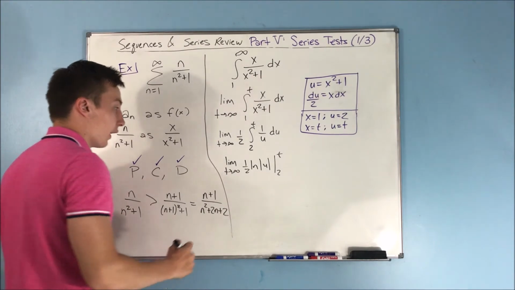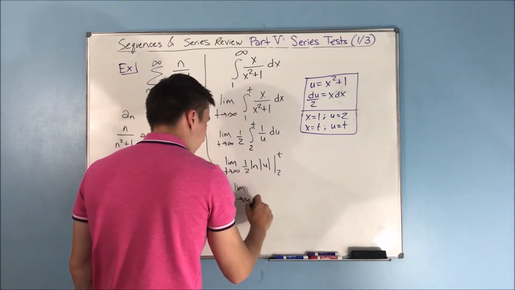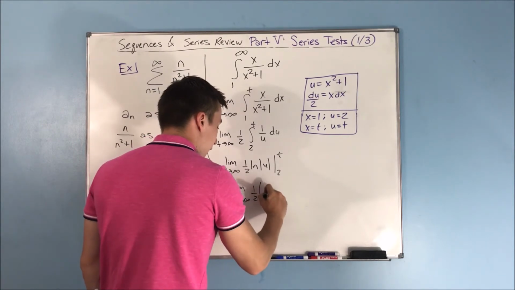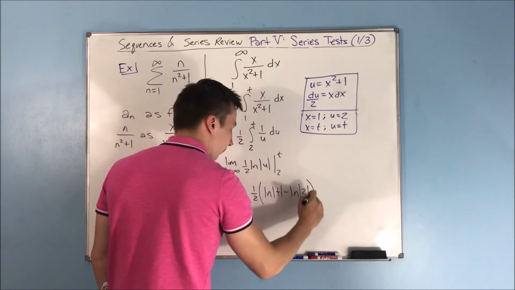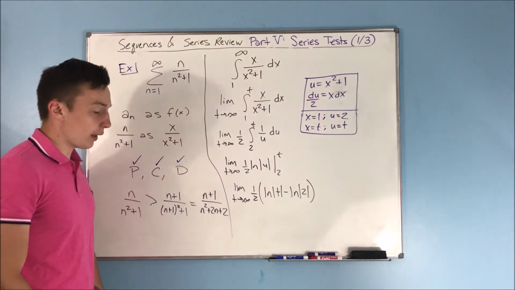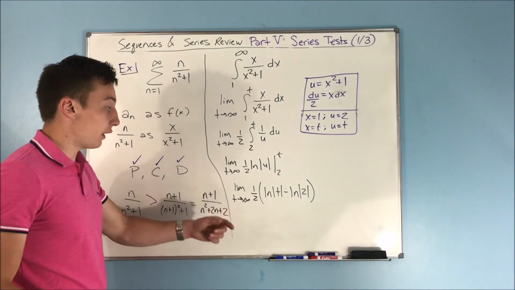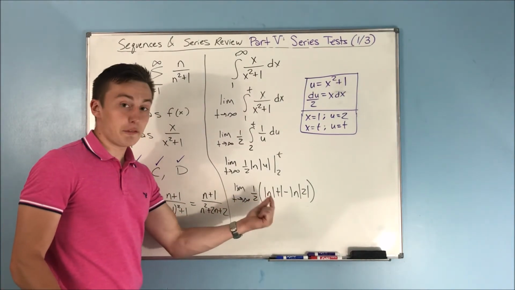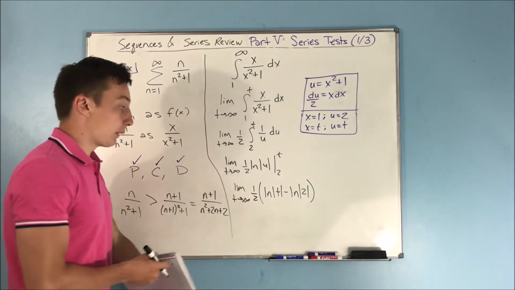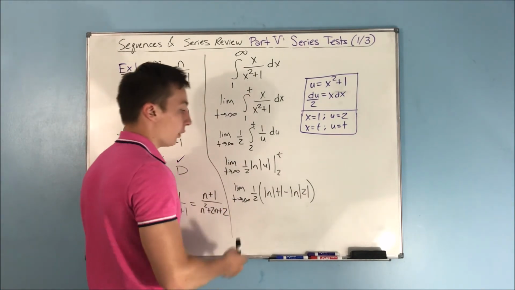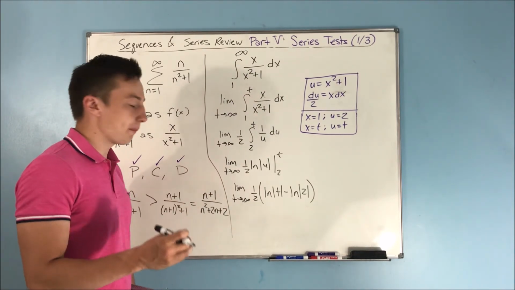Now doing our evaluation step, this is just going to be the limit as t approaches infinity of 1/2 times natural log absolute value of t minus natural log absolute value of 2. And you can see here that that is obviously going to diverge, because t is approaching infinity, so you're going to get an infinitely large number here, and that will make the whole thing infinitely large. It doesn't matter that you're subtracting natural log of 2, and it doesn't matter that you're multiplying by 1/2. It's still going to be infinitely large.